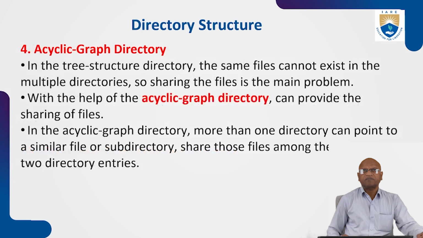required file. So another type is the acyclic graph directory. In the tree structure directory, the same files cannot exist in multiple directories. So sharing files is the main problem. With the help of this acyclic graph directory, we can provide the sharing of files. In this acyclic graph directory, more than one directory can point to similar files or subdirectories, sharing those files among the two directories. We'll see the diagram.